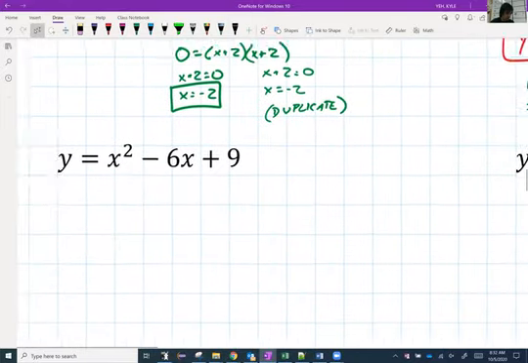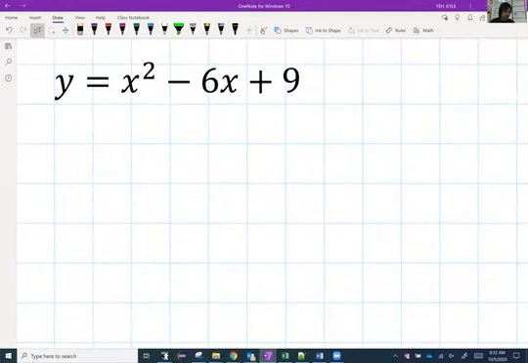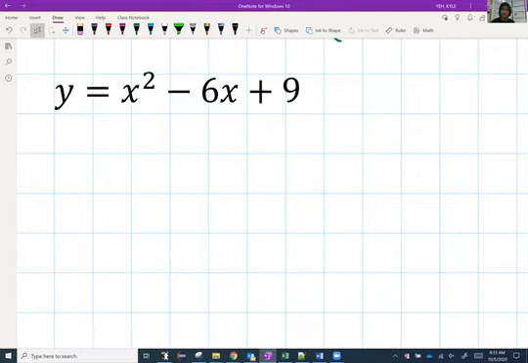Okay, let's keep it going. x squared minus 6x plus 9. Can't pull anything out. They don't all have x's. They don't all have a factor of 3, looks like the closest. So I'm just going to come here. I'm going to set up my parentheses for my binomials.